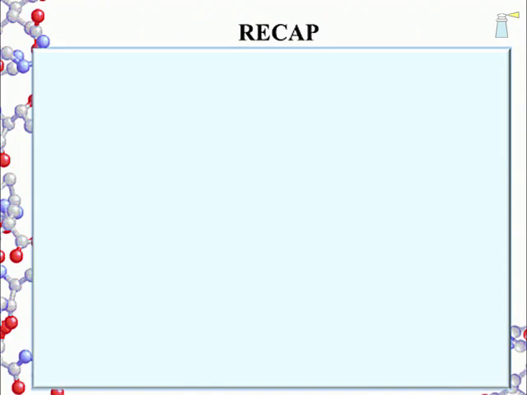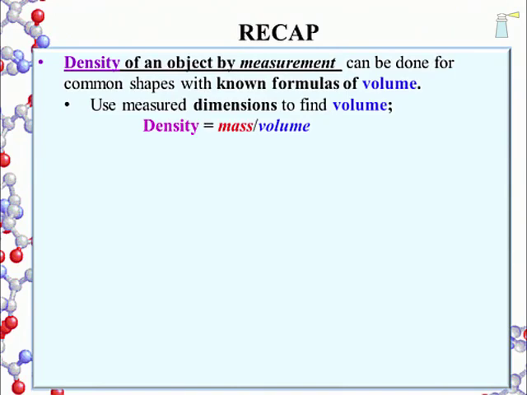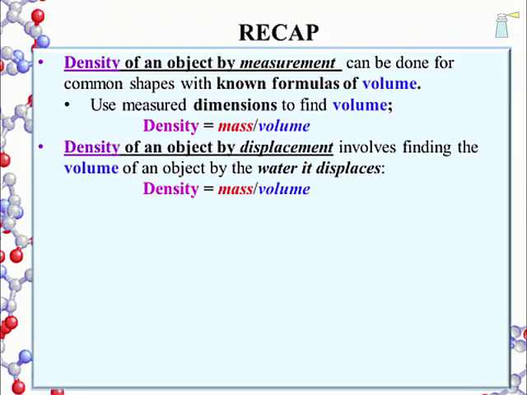Recapping the lecture. Density of an object by measurement. This can be done for objects of common shapes using known formulas of volume. Using measured dimensions to find volume, density then follows from mass over volume. Density of an object by displacement. This involves finding the volume of an object by the water it displaces. Density then follows from mass over volume.